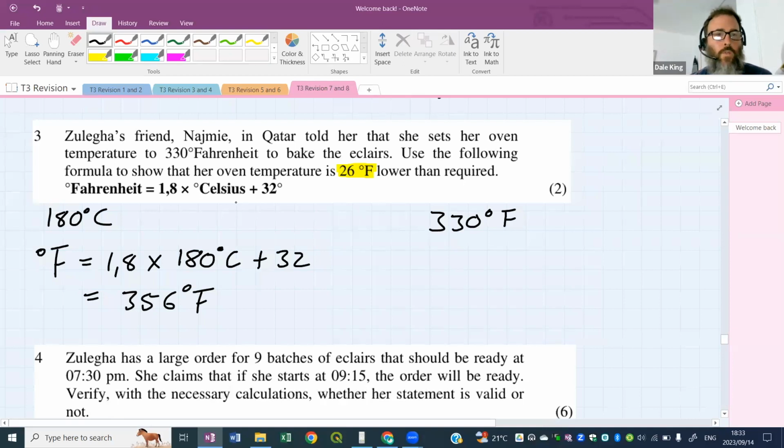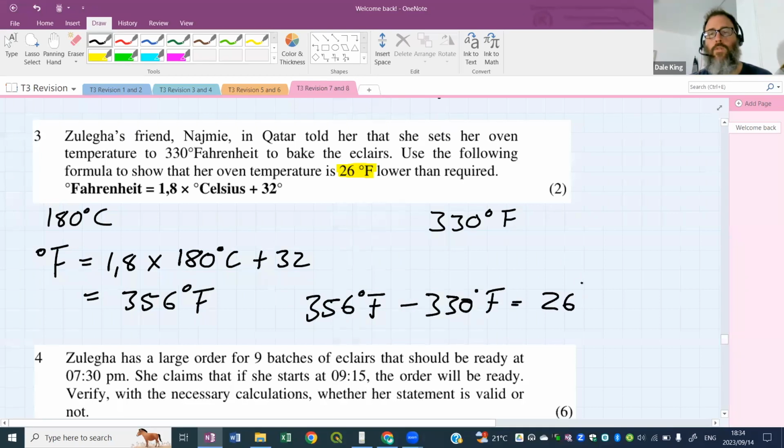Now the question says use the following formula to show that her oven temperature is 26 degrees Fahrenheit lower. All right, so we've got Fahrenheit and Fahrenheit now. 330. Yes, excellent, Mohammed. I know you can see that 356 is 26 more than 330, but you've got to pretend that the marker doesn't know. So you're going to show the marker. Look here, if I say 356 minus 330, you will get 26 degrees Fahrenheit. Okay, so pretend the marker doesn't know. Mohammed, thank you very much. Good job.